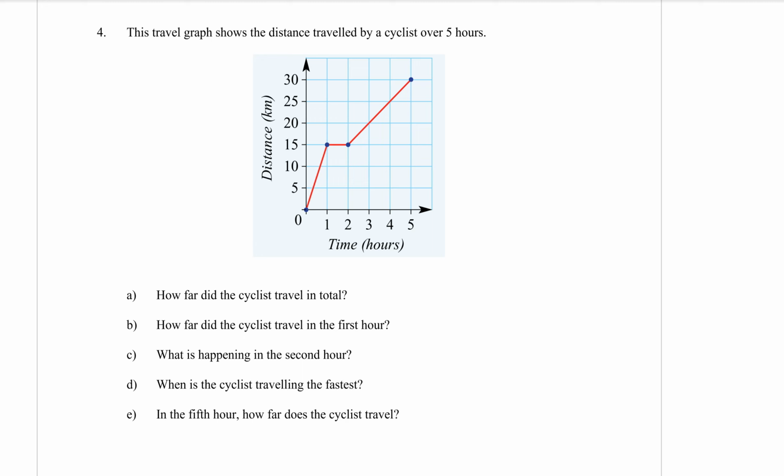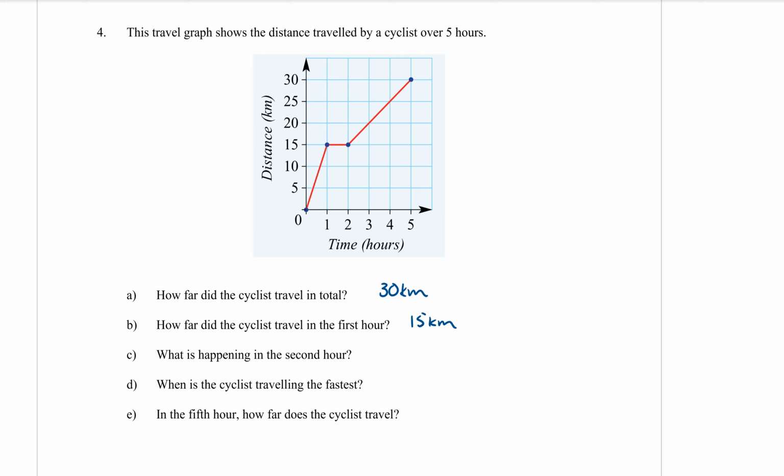4A, how far did the cyclist travel in total? Well, starting at time 0, we're here. We've travelled no distance, okay, time 0. By the end, we have travelled 15. Nope. 30 kilometres to get to the top. How far did the cyclist travel in the first hour? So that means from the start to 1 hour, they've gone from 0 to 15 kilometres. So they've travelled 15 kilometres.